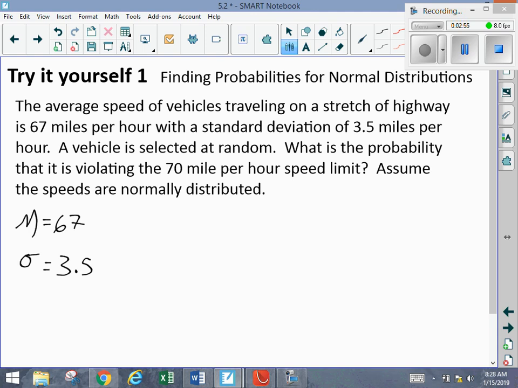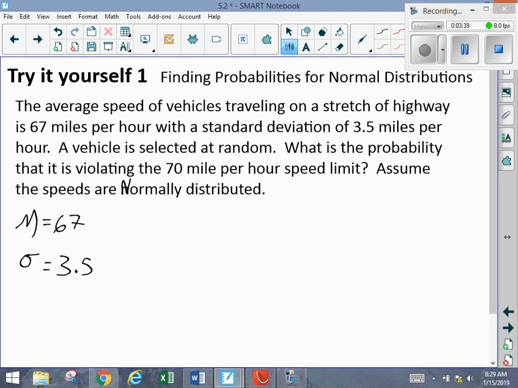They're saying, if you were to randomly pick a vehicle and see how fast they're going, what's the probability that they're going 70 miles per hour or above? In other words, what's the probability that they're going over the speed limit? We're going to assume that the speeds are normally distributed. This is important, by the way: Normal should always be capitalized, so that we know you're talking about the normal distribution, not normal as in not irregular.